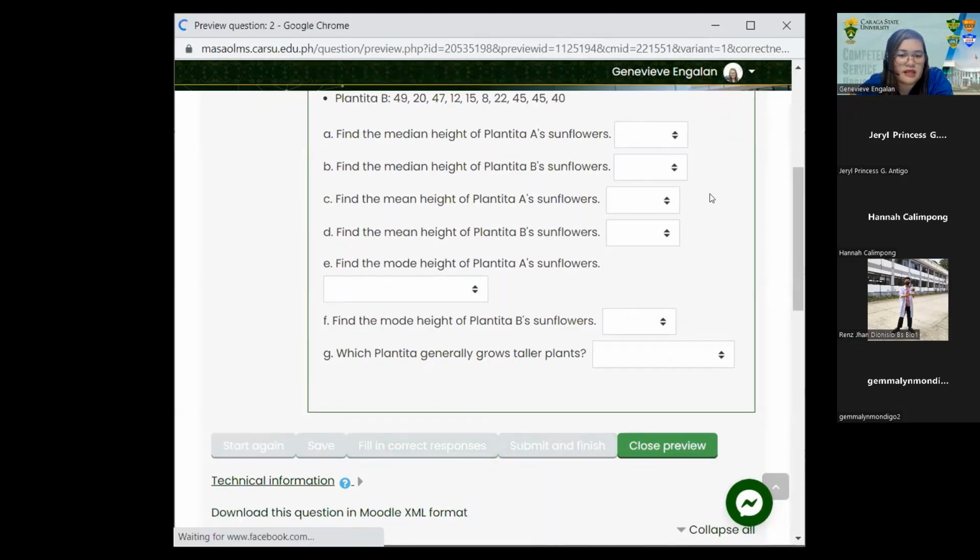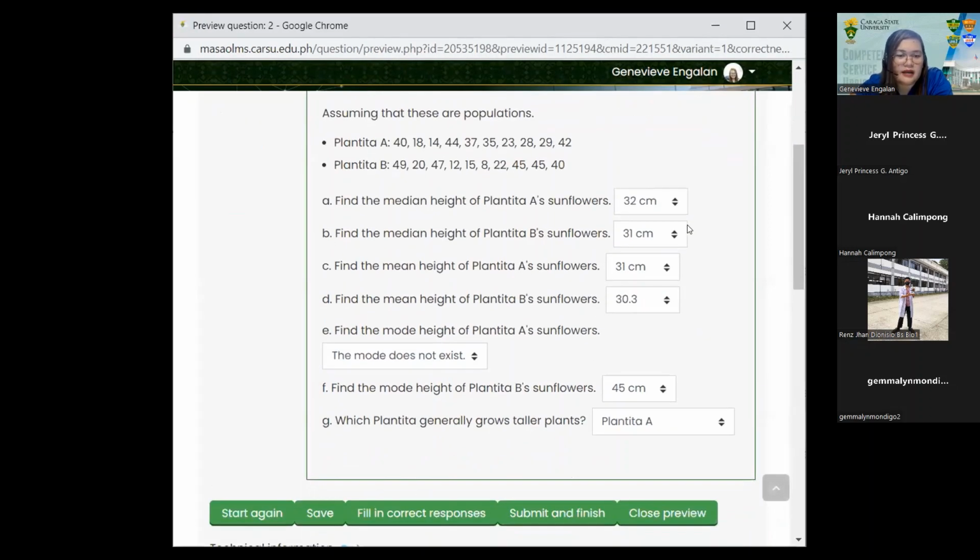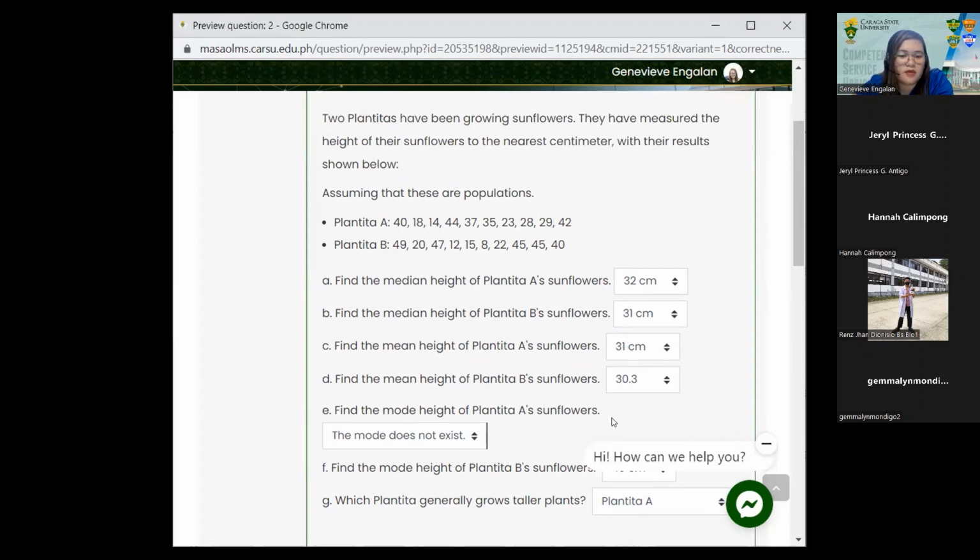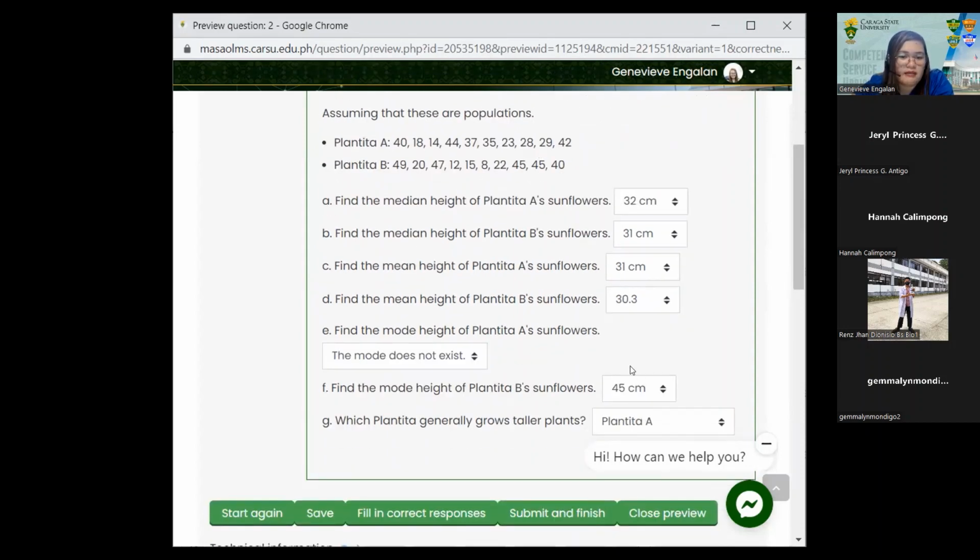We have si plantita A, ang iyahang median is 32. Ang plantita B, iyang median is 31. Murag diri sayop, di ba? Diri, no? Murag 33.5 ang nabutang diri nako. Okay, 31 diri. Ang mean height ni plantita A is 31. And ang mean height ni sunflowers ni plantita B is 30.3. Tapos walay mode since wala may most frequent balik-balik value kang plantita A while kang plantita B is 45.